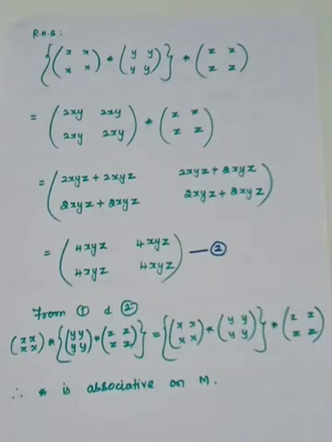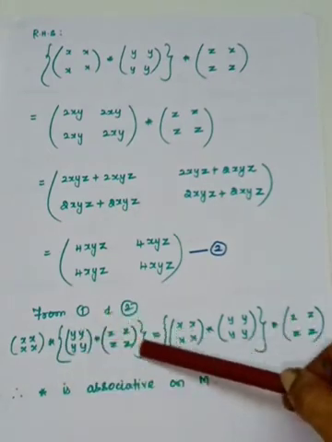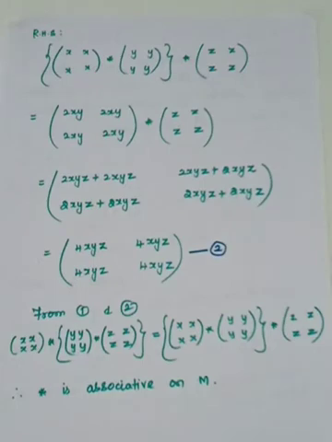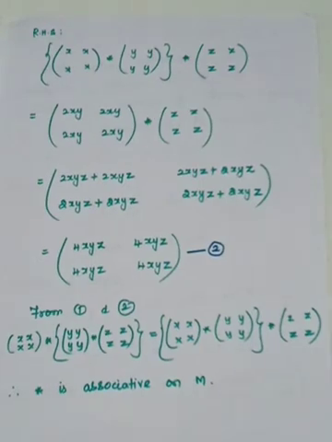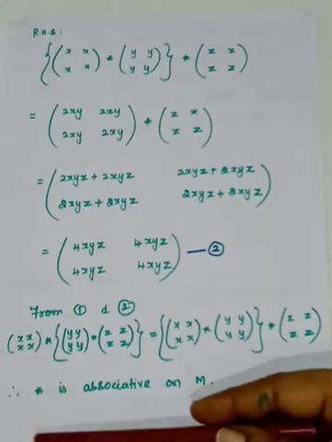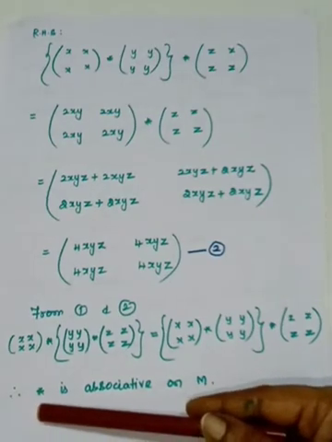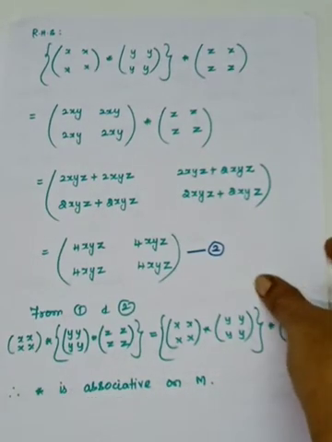So from 1 and 2, how are they? A asterisk B asterisk C is equal to A asterisk B asterisk C. So therefore this matrix multiplication is associative on M. Otherwise I have written asterisk; asterisk we have defined already, it is a matrix multiplication. So asterisk is associative on M.